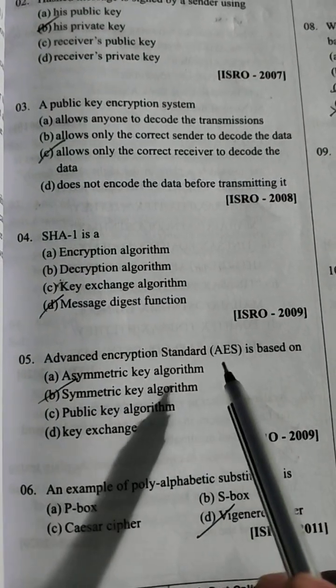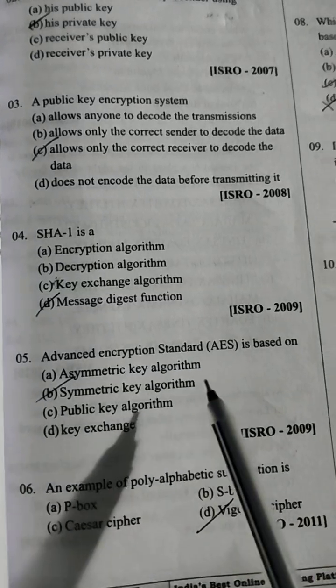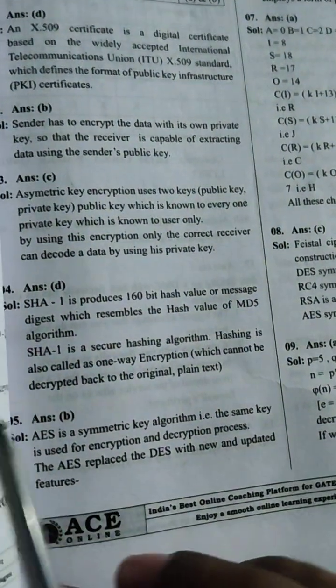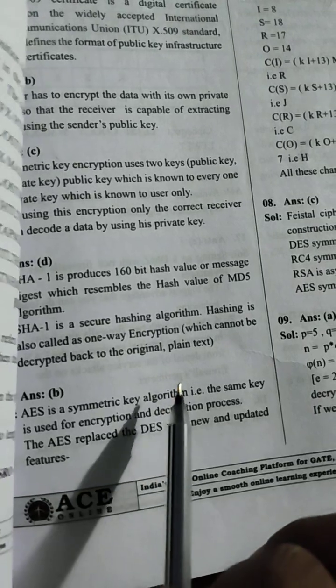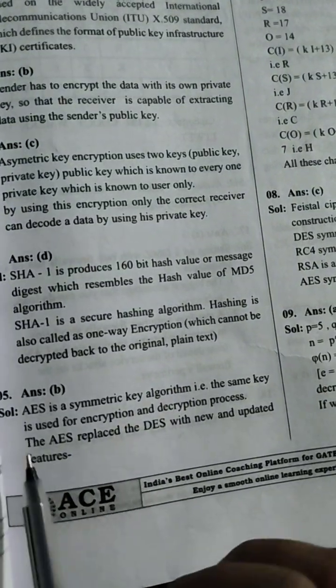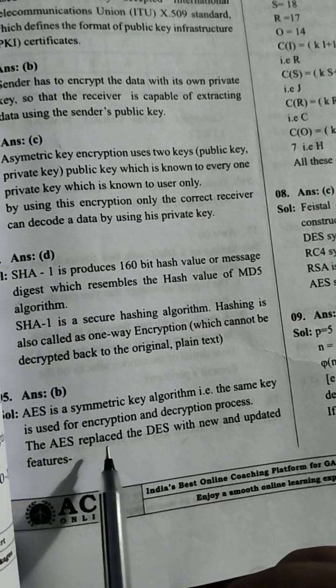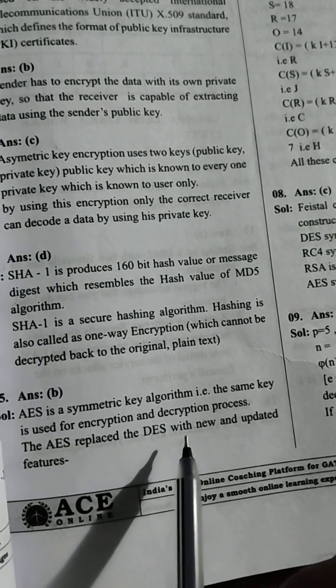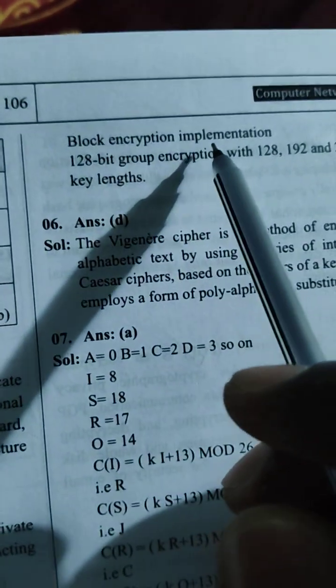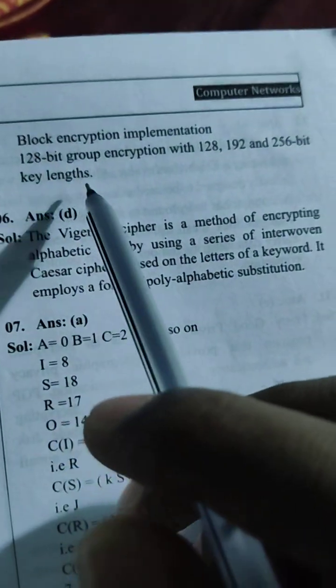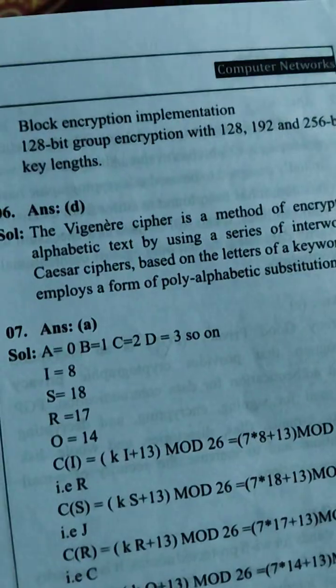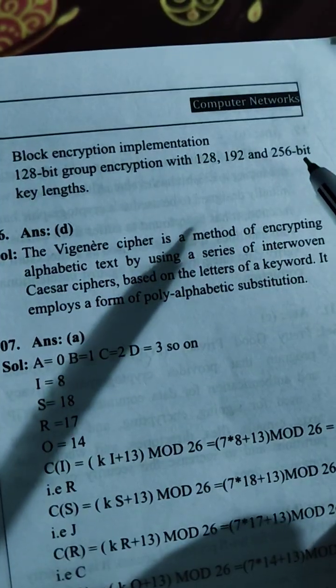Advanced Encryption Standard, AES, is based on a symmetric key algorithm. AES is a symmetric key algorithm, that is, the same key is used for the encryption and decryption process. AES replaced DES with new and updated features. Block encryption implementation: 128-bit group encryption with 128, 192 and 256-bit key lengths.